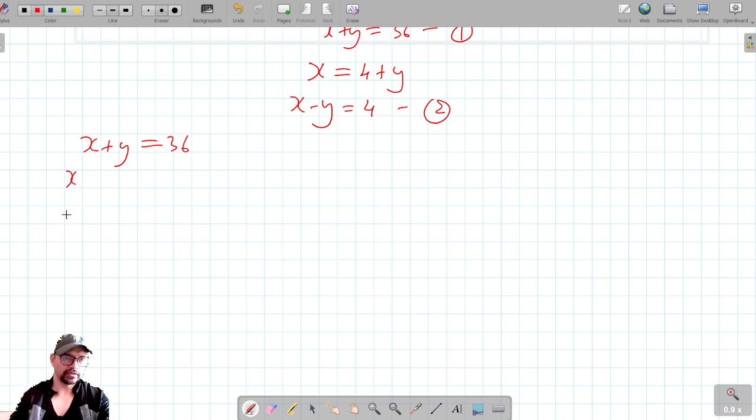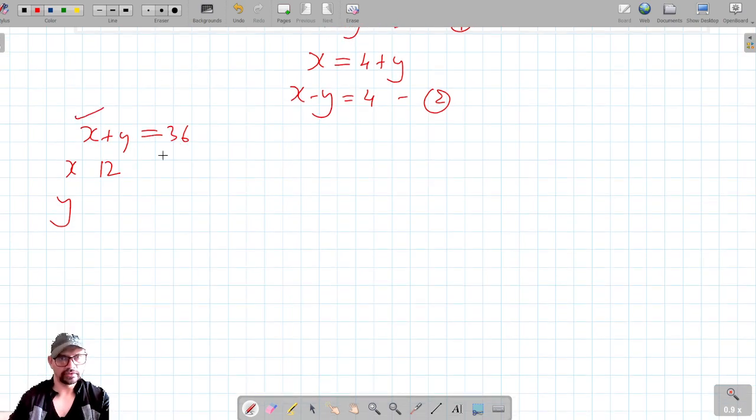So let's solve this. If I put x is equal to 4, which gives me y is equal to 32. Let me put x is equal to 10, which gives me y is equal to 26. Let me take x is equal to 12, which gives me y is equal to 24. And if I put x is equal to 14, which gives me y is equal to 22. So these are the points, the coordinates.